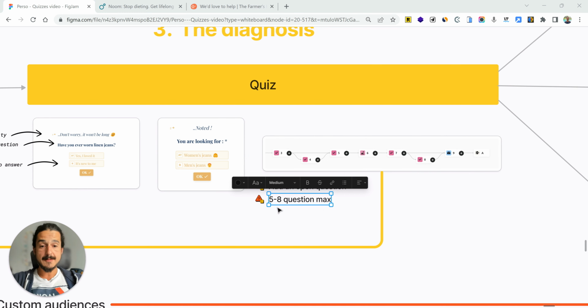Why 5 to 8? It could be 4, 9, right? But it's not a big deal, simply because with fewer than 4 or 5, the customer doesn't feel that we really understood their problem. More than 8, it's getting long and boring and they don't want to finish. 5 to 8 is the good fit between we ask enough questions to be accurate in our answer, and also it's not too long so the customer finishes it.